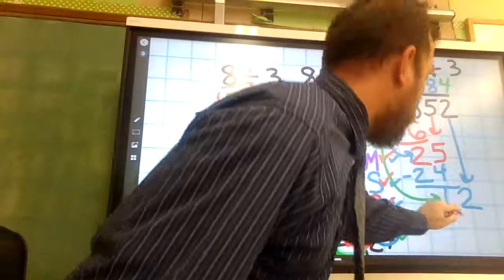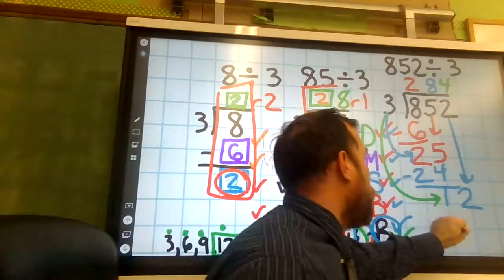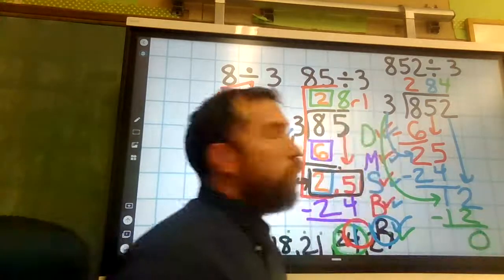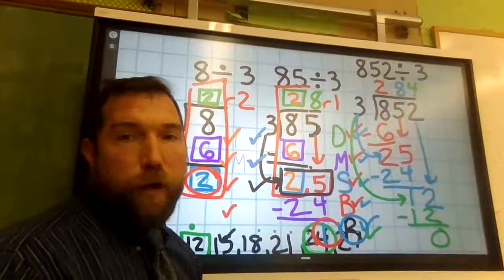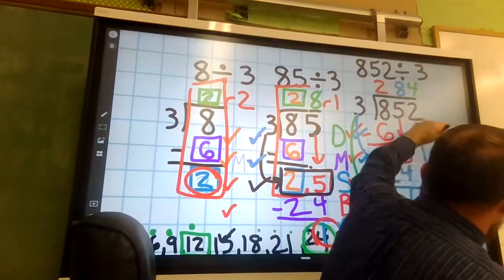How many of the 12 kids did I use? According to my chart, all 12. So how many kids didn't get put on a team? 0. Okay, so my answer is 284. I can always check that to see how I did.